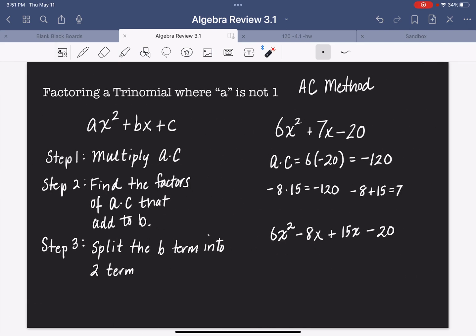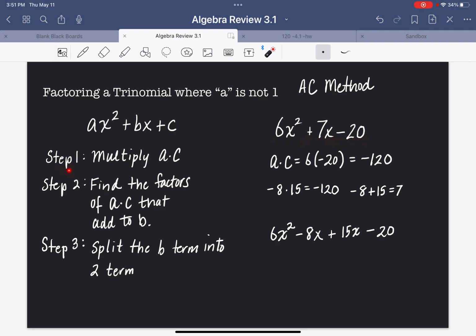So now we're going to factor a trinomial that's a little more complicated. We're going to factor a trinomial where a is not 1, and we use what's called the AC method. Okay, so it's ax squared plus bx plus c instead of just x squared plus bx plus c. So there's going to be a number here that's not a 1. For example, 6x squared plus 7x minus 20.